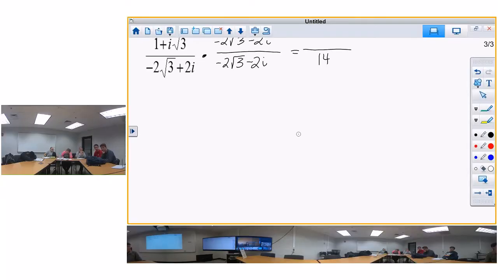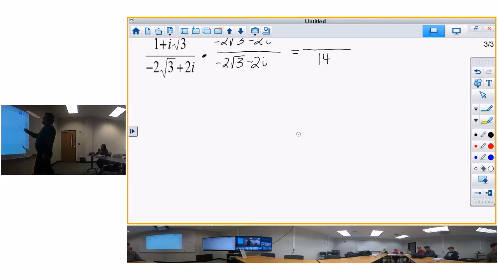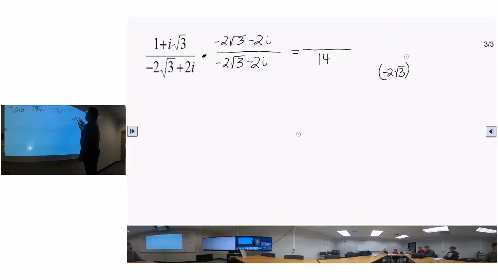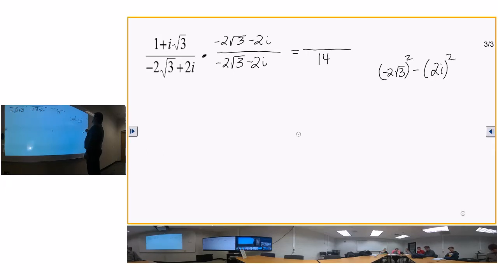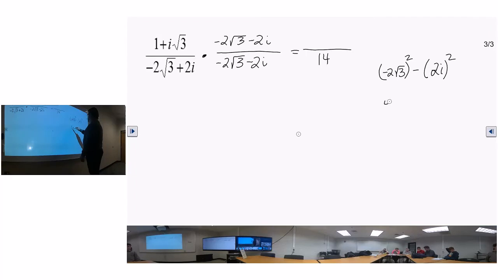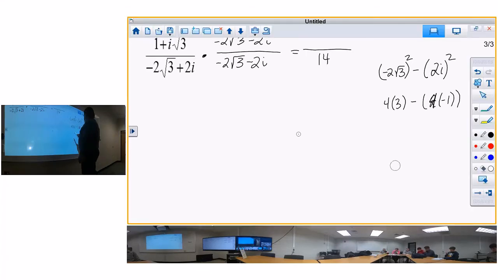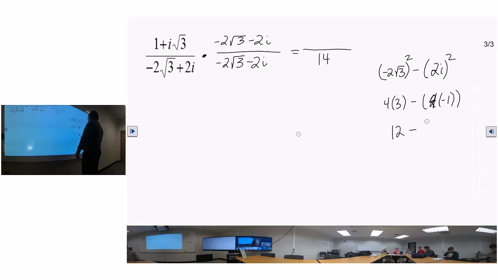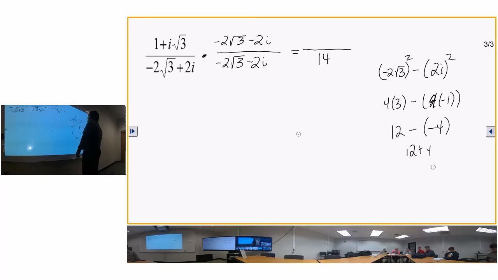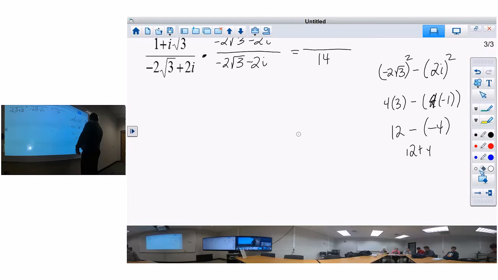Did y'all get 14? I got 16. Okay, let me go back through and check it. Negative 2 square root of 3, quantity squared, minus negative 2i, quantity squared. Everybody with me? So that's going to be 4 times 3 minus 2 times negative 1, right? I might have got that wrong. Yep, it's 16. Thank you. Let's finish it. That'd be 12 minus a negative 4, which would be 12 plus 4, which would be 16. So I got it wrong. Thank you. 16.